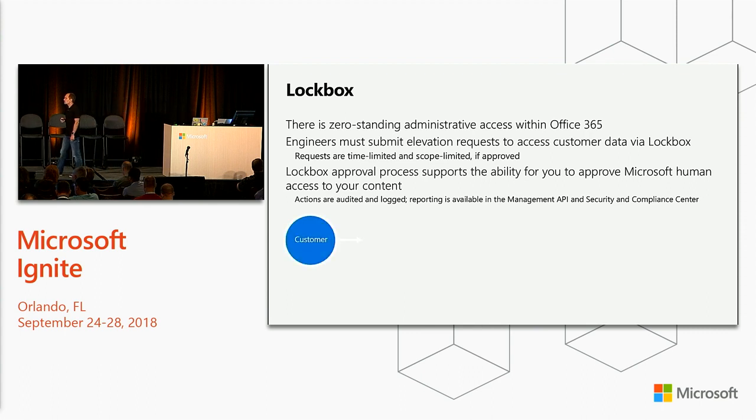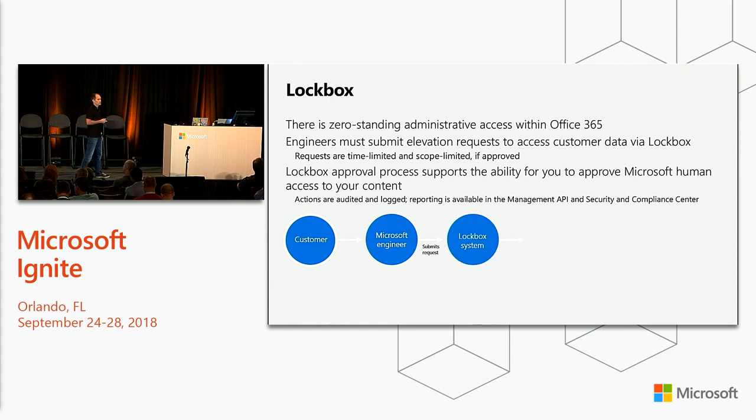And the way this kind of works is that you as the customer initiate an issue with us. Like, let's say on a mailbox there are some corrupted calendar items. That Microsoft engineer will then submit a request to Lockbox for the access to that particular user's mailbox, to access that particular calendar data, to evaluate what's going on. That will kick off a flow that triggers an approval process where humans must approve access to that data. Once that's approved, the data is accessed.